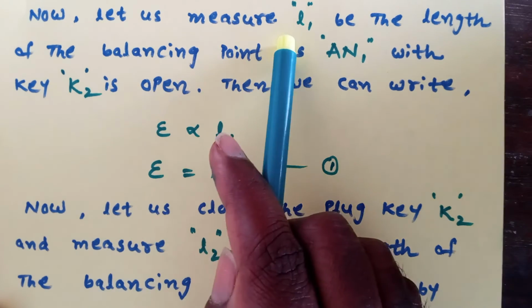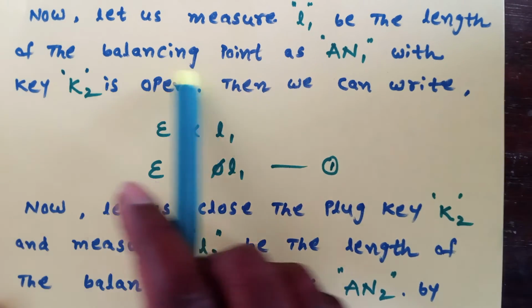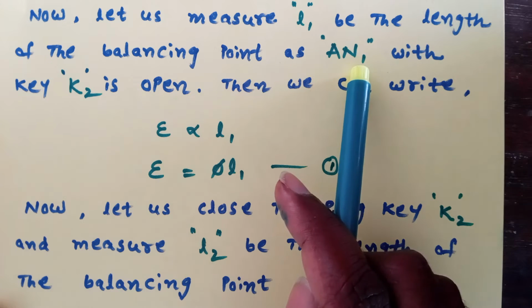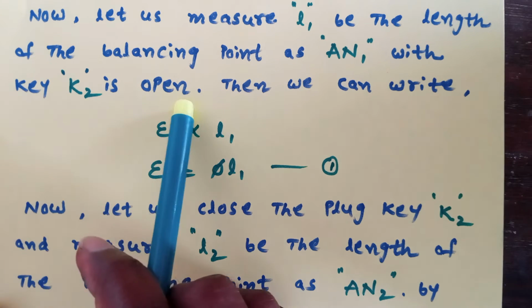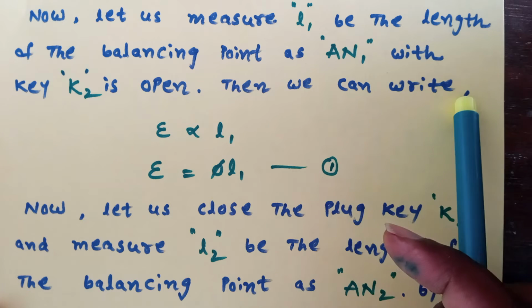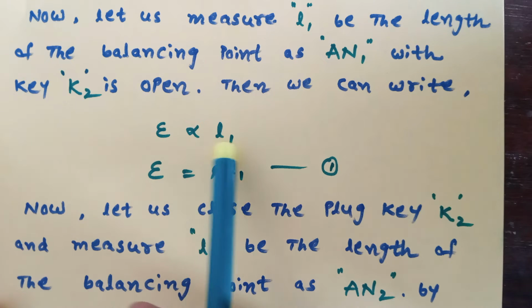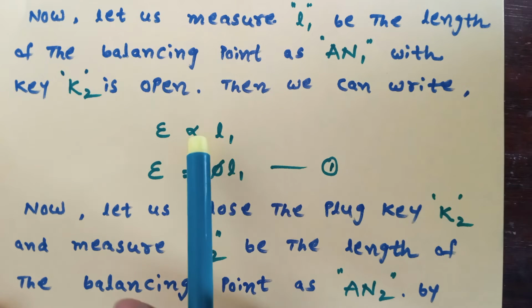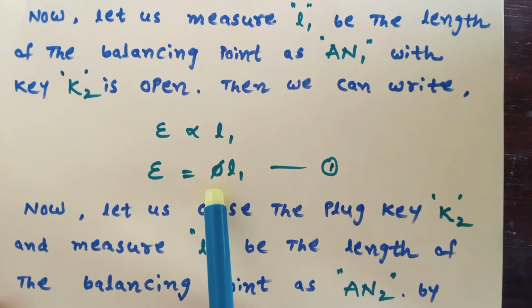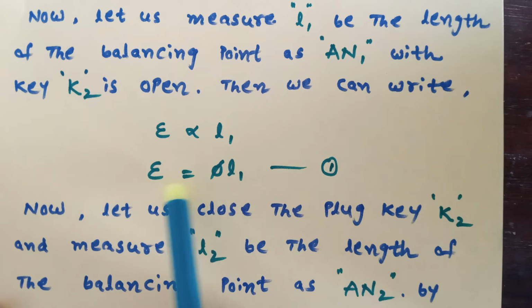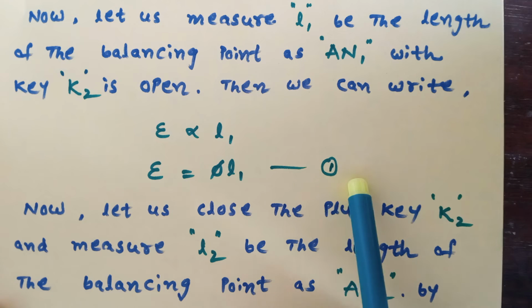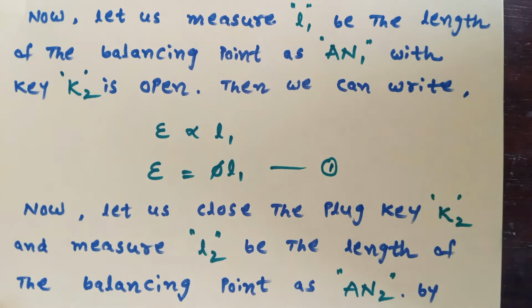Now let us measure. Let L1 be the length of the balancing point AN1 with key K2 open. Then we can write EMF is directly proportional to L1. If we remove the proportional symbol, we get a constant, that is phi. EMF is equal to phi L1. This is considered as the first equation.